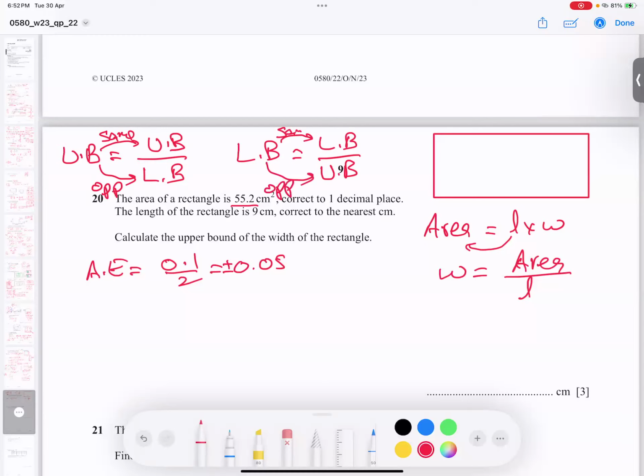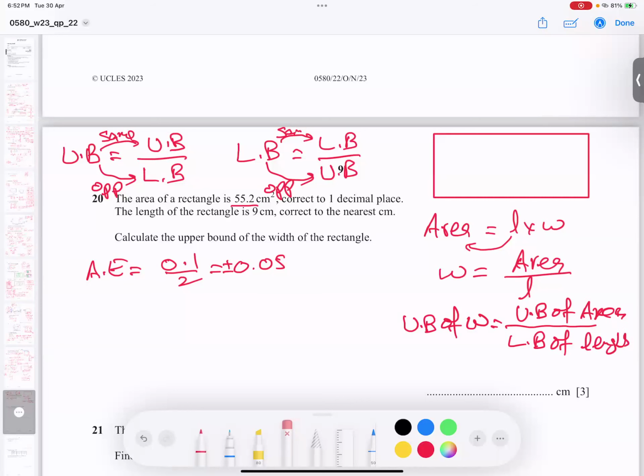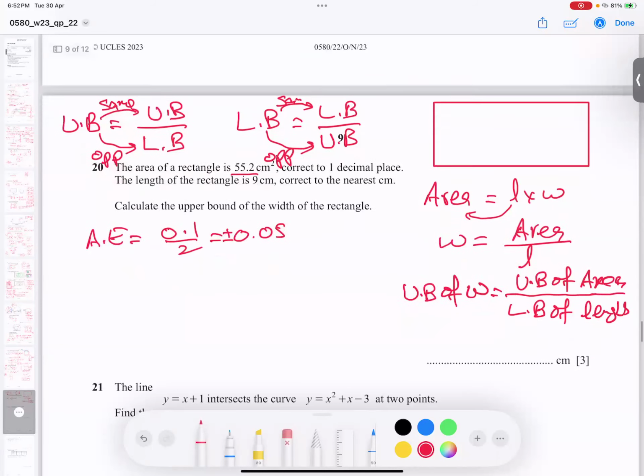So if I'm looking for the upper bound of the width, what is the formula? The upper bound of area divided by, opposite, the lower bound of length. And I believe you got the point clear. I've given you both formulas.